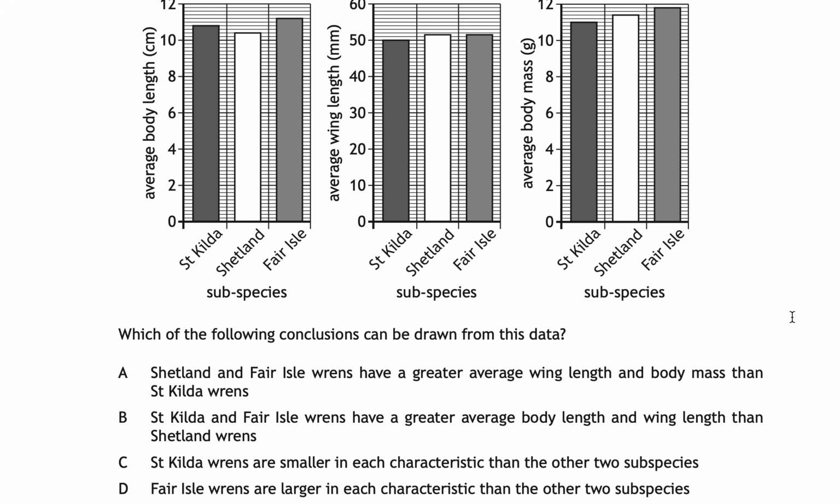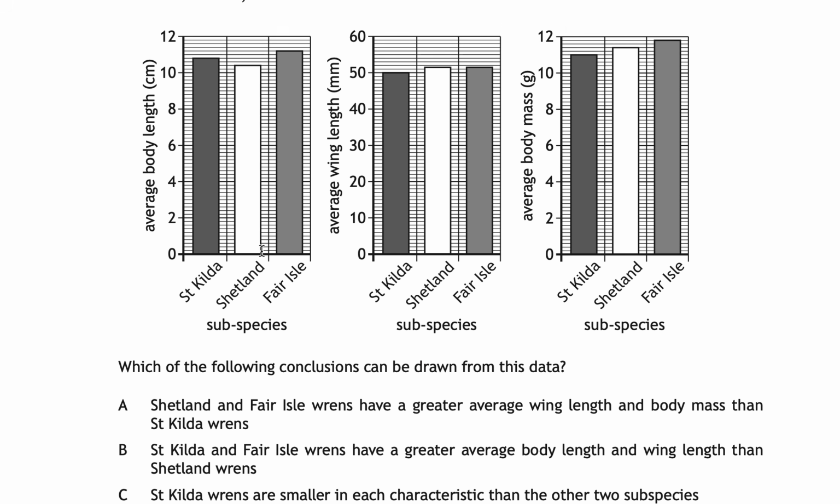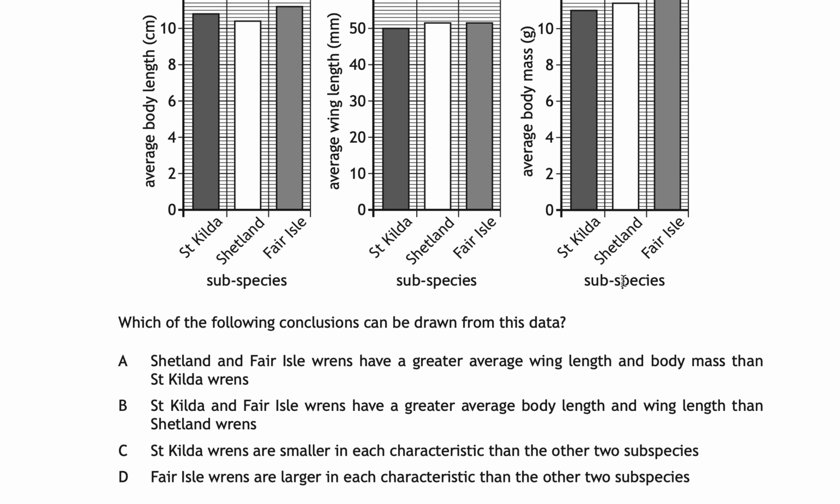So the correct answer for this question is A. The Shetland and Fair Isle wrens have a greater average wing length and body mass than the St Kilda wrens. So you can see this if you have a look at the Shetland and Fair Isle wrens here. If you compare them in terms of their wing length and their body mass, so the middle one here and this one here, you can see that it is indeed higher. So the correct answer for this is A.